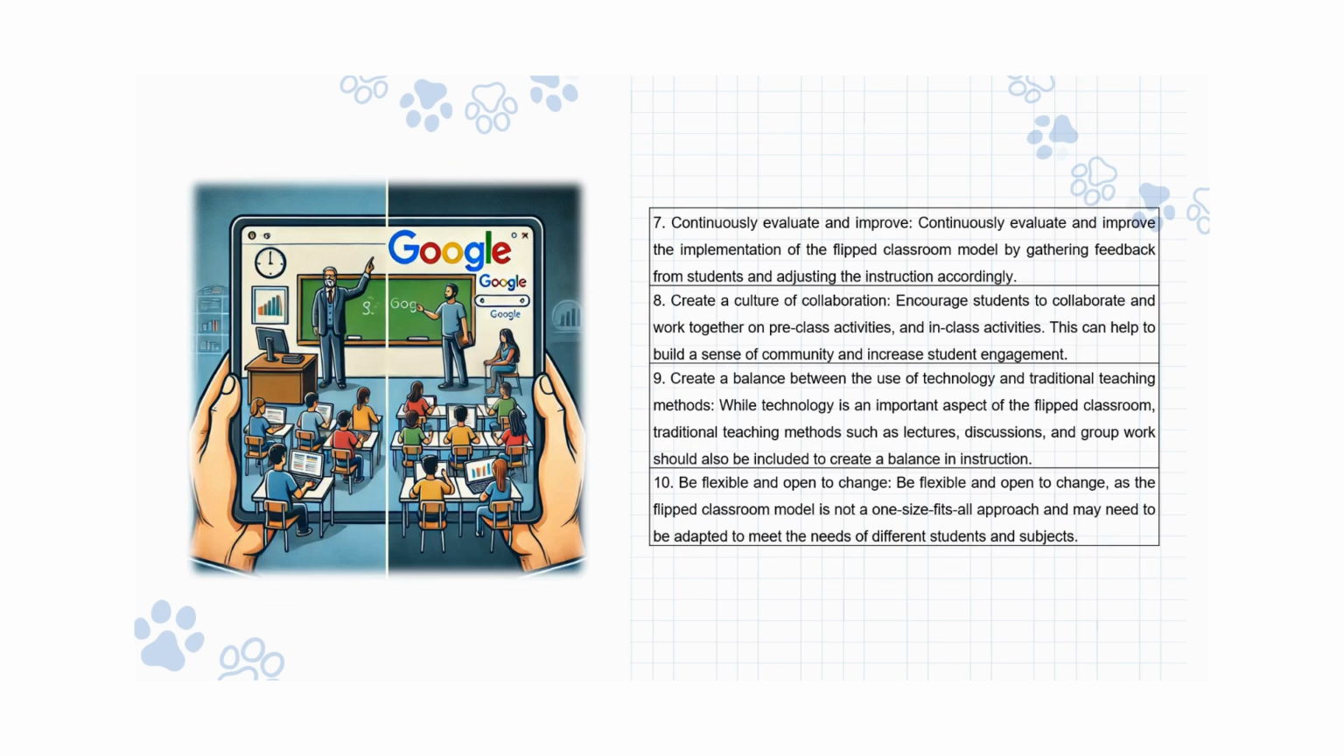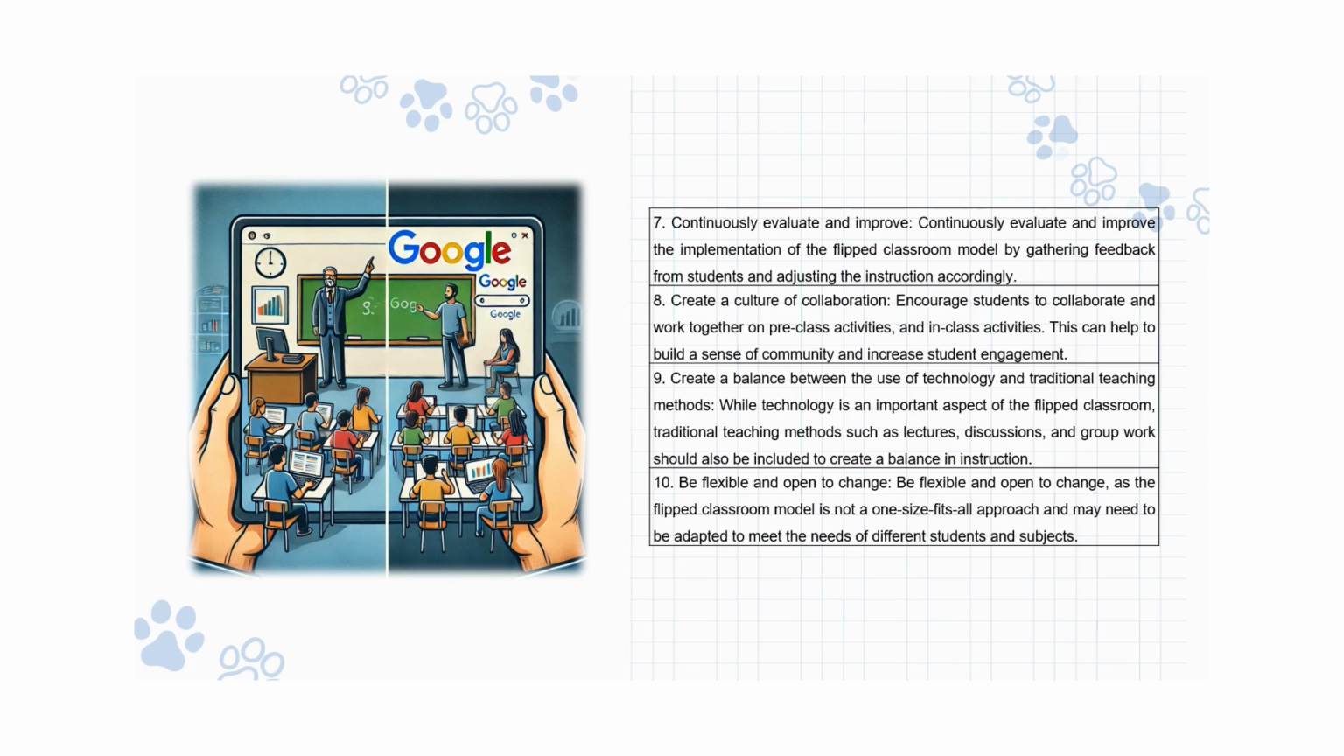7. Continuously evaluate and improve the implementation of the flipped classroom model by gathering feedback from students and adjusting the instruction accordingly. 8. Create a culture of collaboration. Encourage students to collaborate and work together on pre-class activities and in-class activities.